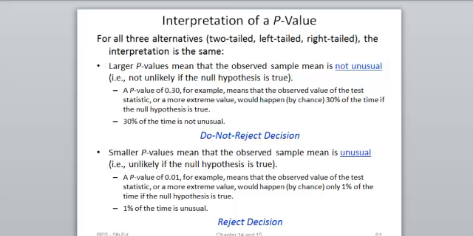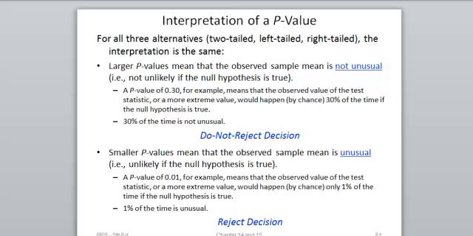If you have a small p-value, that means that the observed sample mean is unusual. It's unlikely in the null hypothesis distribution. So when we have p-values of 0.1, 0.05, 0.01, those are getting kind of small and unlikely that should have occurred, that sample mean should have occurred. That would give us evidence to reject the null hypothesis.